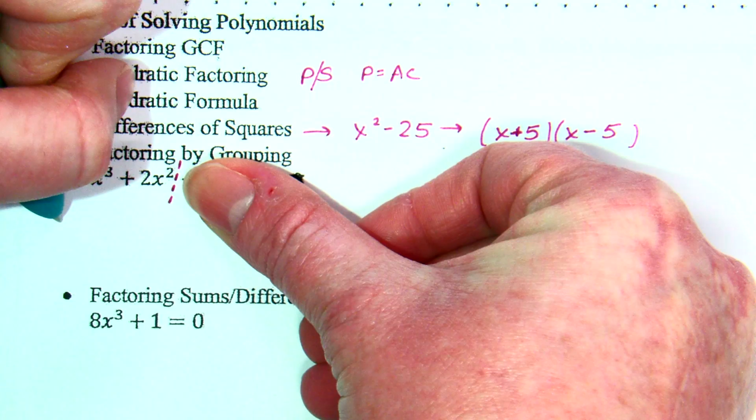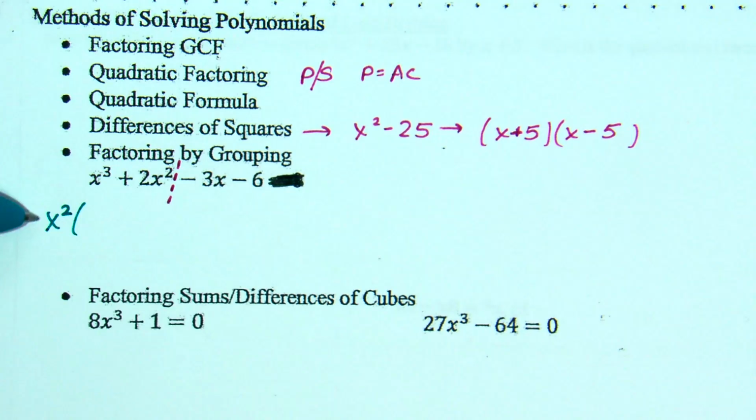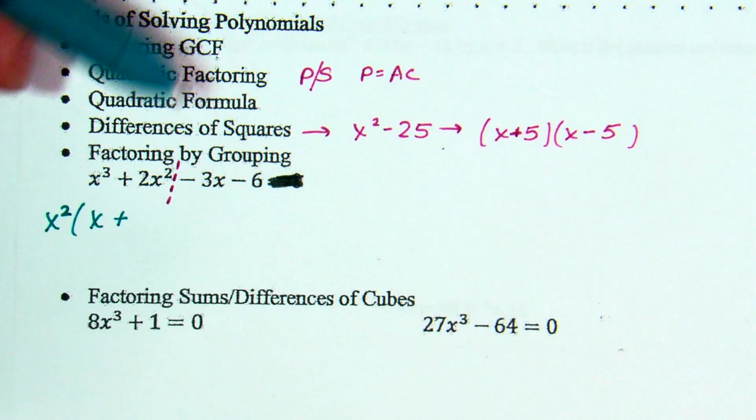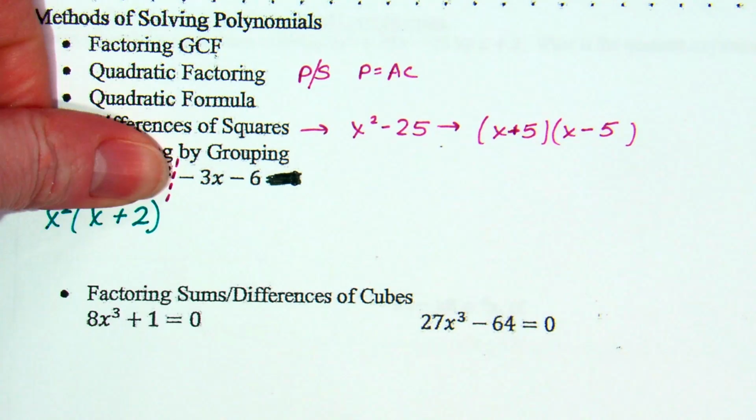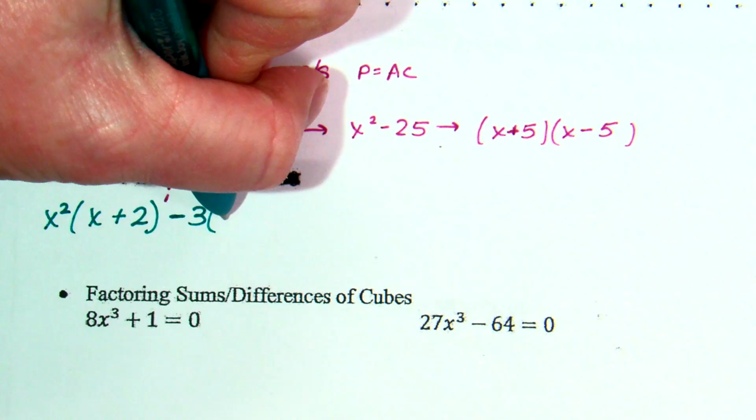So if we factor out an x squared of the first two, x cubed divided by x squared leaves me with x plus 2x squared divided by x squared leaves you with 2. Repeat the same thing for the second part of the problem, right? So, block this off. GCF of minus 3x minus 6. They both have a 3 in common. The first term's negative, so make it a negative 3. Negative 3x divided by negative 3 is x. Negative 6 divided by negative 3. There's the 2.